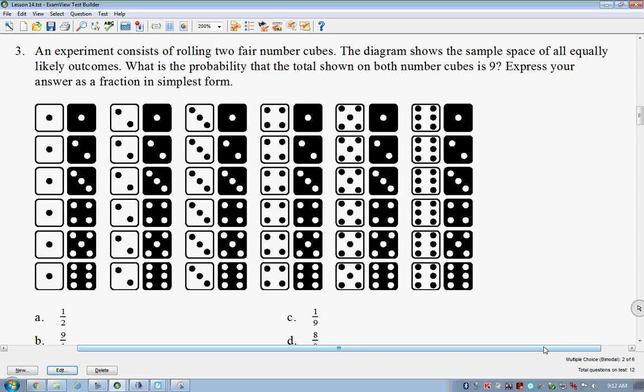This is what they're showing me here, all the possible outcomes, right? How many outcomes are there? Well, we could do that by simply length times width, right? 1, 2, 3, 4, 5, 6 down the left-hand side. 1, 2, 3, 4, 5, 6 down the bottom. How many different possibilities are there? 36. Where would I put that number on my probability fraction? On the bottom, in the denominator.